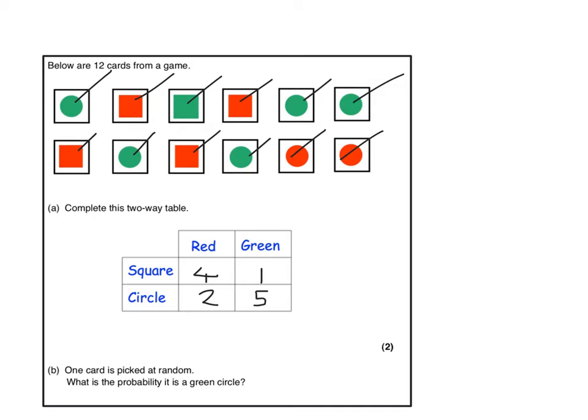One card is picked at random. What is the probability it is a green circle? So if I look at the green circle section, green circle is this here, so there's 5 green circles out of a total of 12. So my answer to part B is 5 out of 12.